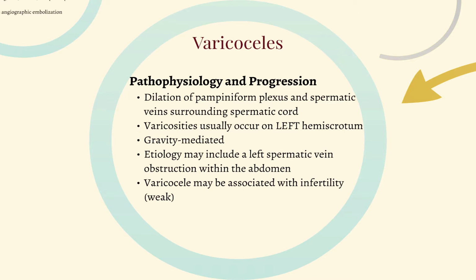The next extratesticular lesion we will look at is varicocele. A varicocele describes the pampiniform plexus and spermatic veins that are dilated and tortuous surrounding the spermatic cord, which looks superficially like a bag of worms. Importantly, varicosities usually occur on the left hemiscrotum and may grow over time. It is gravity mediated, meaning it looks worse when standing and better with recumbency. If the varicocele does not collapse when the patient is supine, suspect a left spermatic vein obstruction within the abdomen. Also, varicocele may be associated with infertility, although this association is weak.